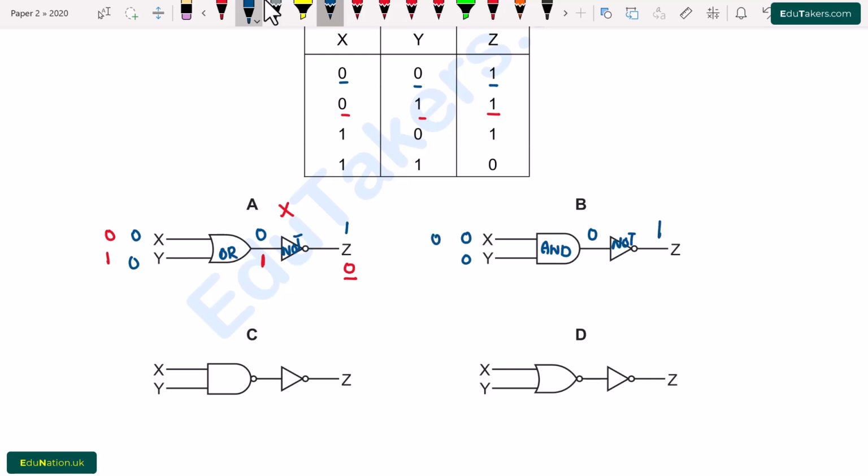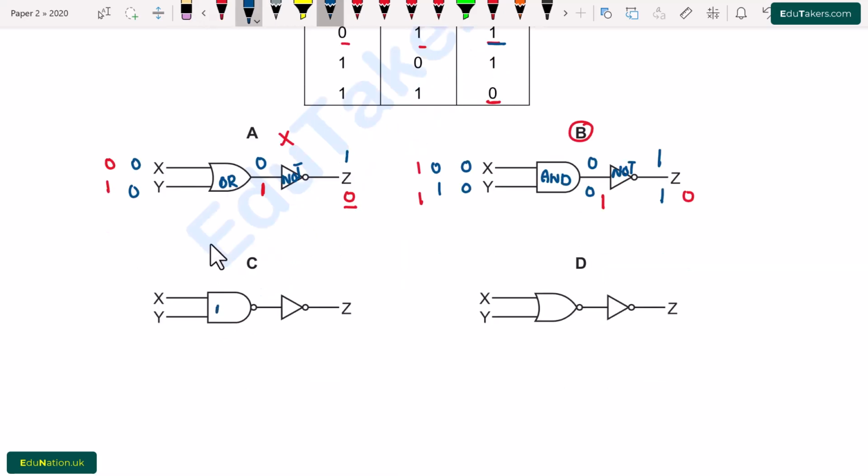Second we check 0 and 1. 0 and 1 combined by the AND gate gives 0. Again when we apply the NOT gate, here it will be 1. It means that 0, 1 gives 1. It is also correct. We check the last one, 1, 1. When 1 and 1 combine by the AND gate, here it will be 1. And when we apply NOT over it, here it will be 0. So there is output 0. It means that B is correct.